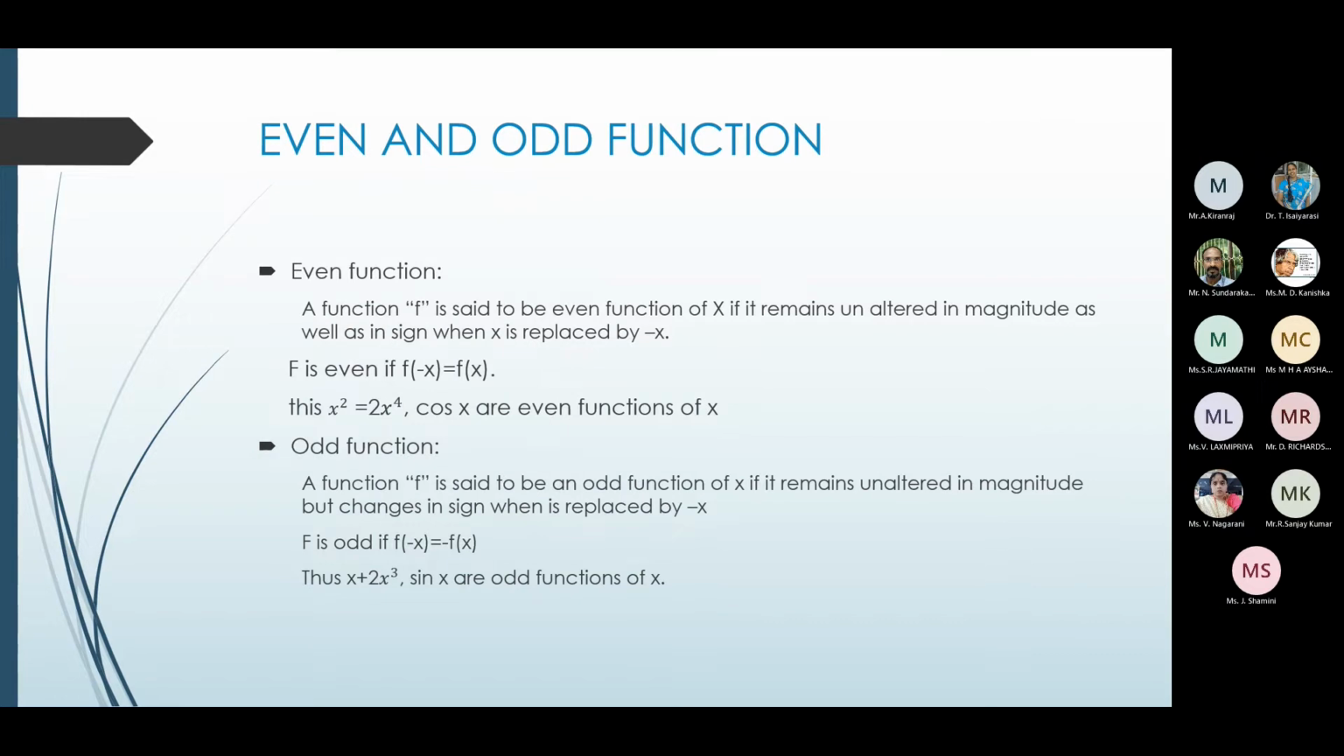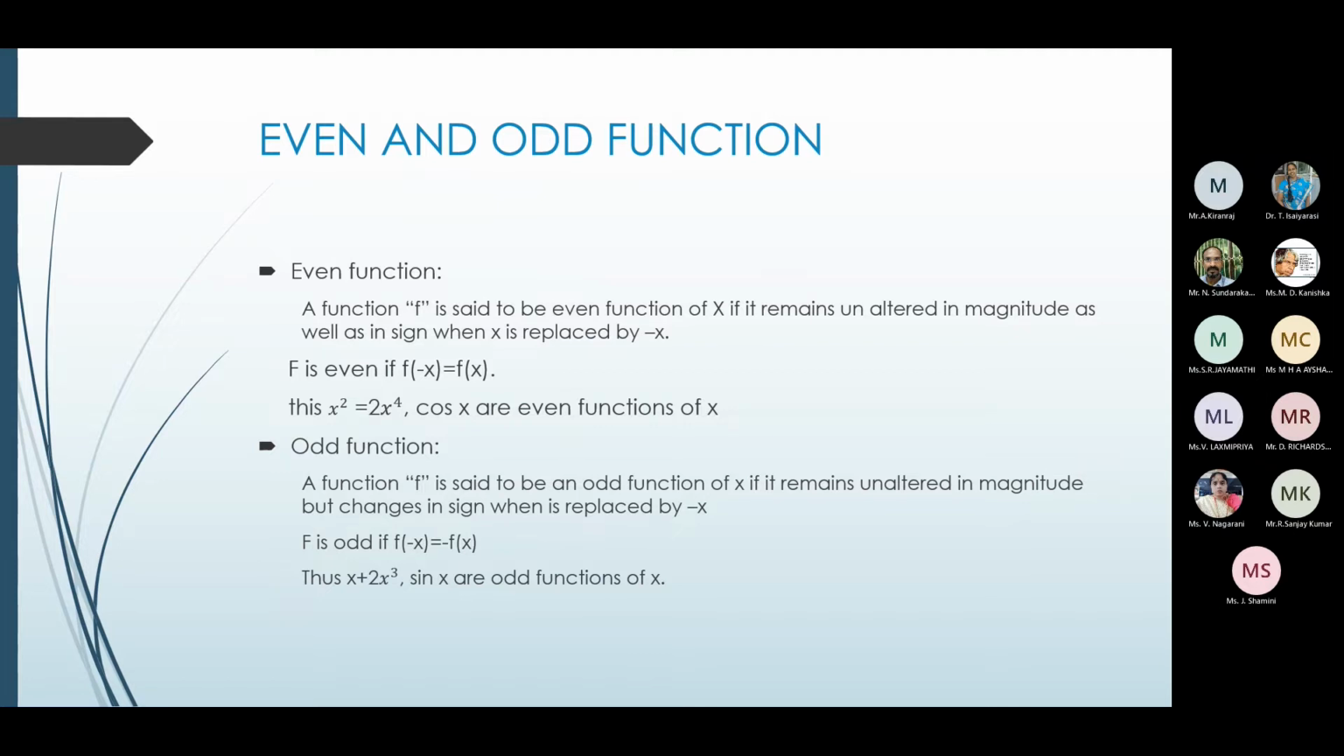Even and odd functions. Even function. A function f is said to be an even function of x if it remains unaltered in magnitude as well as in sign when x is replaced by minus x. f is even if f of minus x is equal to f of x. Thus x square, 2x power 4, and cos x are even functions of x.